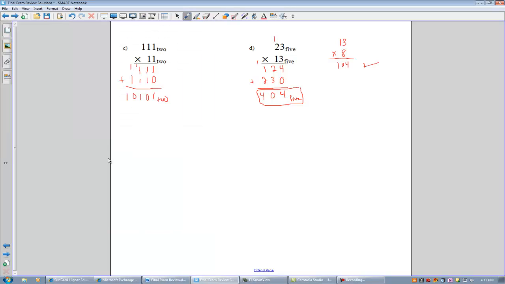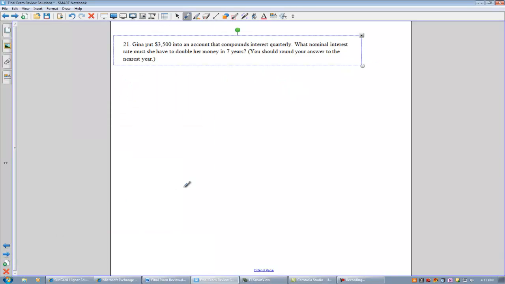The next problem, number 21, we're back to financial mathematics here. It says Gina put $3,500 into an account that compounds interest quarterly. What nominal interest rate must she have to double her money in 7 years? So we have $3,500, compounds interest quarterly. What nominal interest rate could she have to double her money in 7 years?